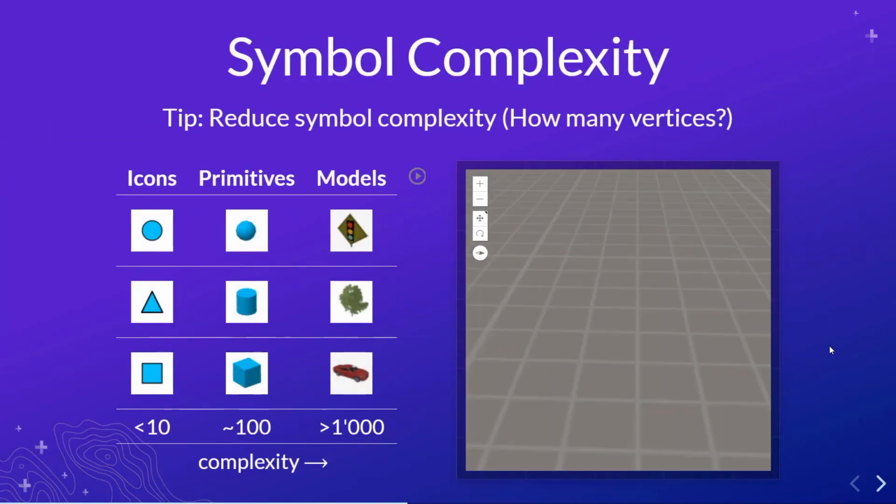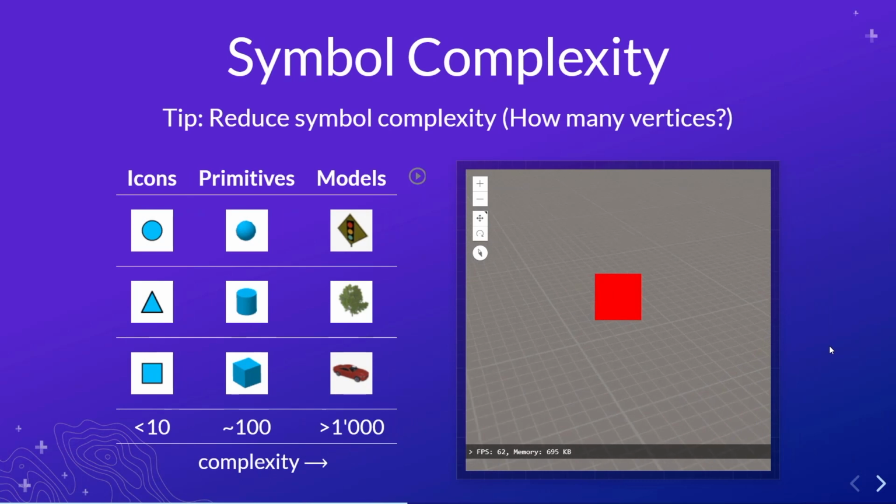All right, next I would like to talk about symbol complexity. So symbolization of, for example, point data is an essential concept of GIS applications. Often a very large amount of data is present, and it's desirable to display as many points as possible in certain scenarios. We offer different types of symbology for you to choose from.